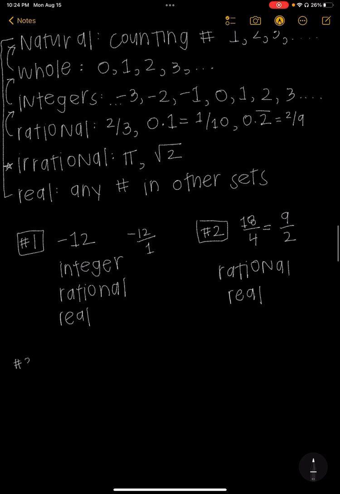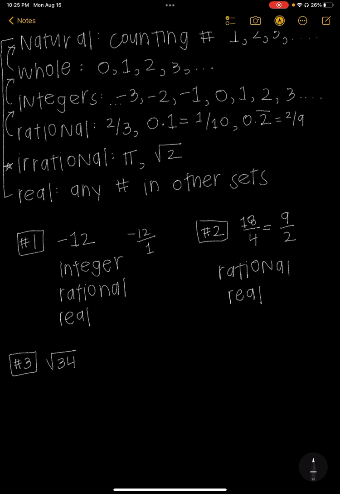So number 3 is the square root of 34. Now, later we're going to learn how to simplify square roots, but for right now, the way that I want you to try and simplify this is to just plug it into your calculator. So plug in the square root of 34 into your calculator.